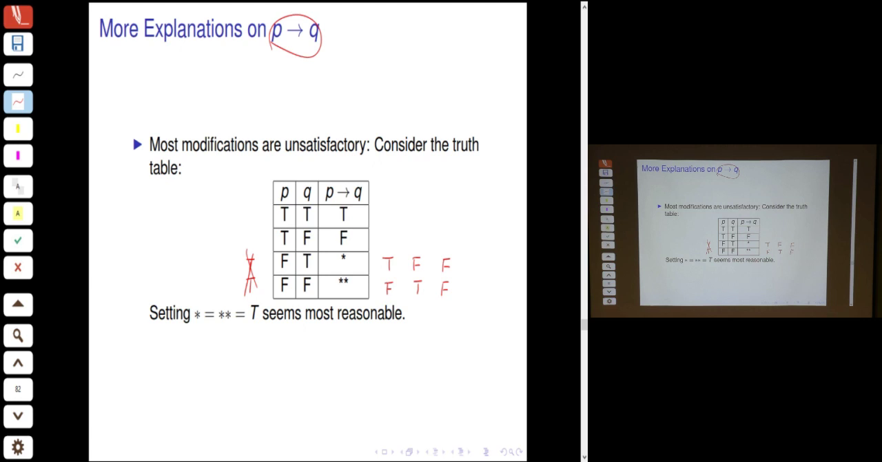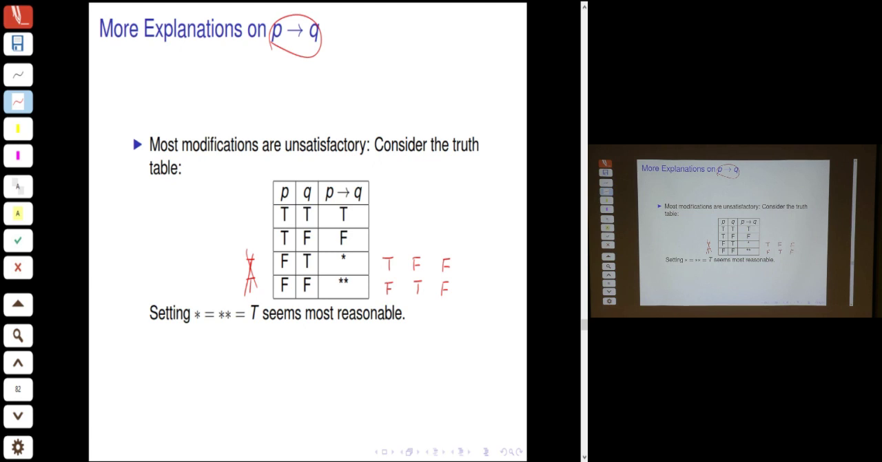Now, suppose you set it like TF. Let's look at this option. It turns out the truth value of P arrow Q is exactly the same as Q. You see, Q is TF, and here is TF. You don't want the if-then to only depend on Q. It has nothing to do with P. It's not good. So this has some problem.